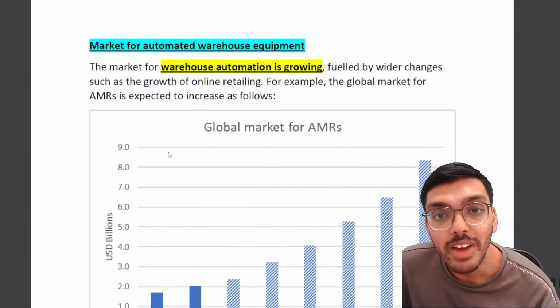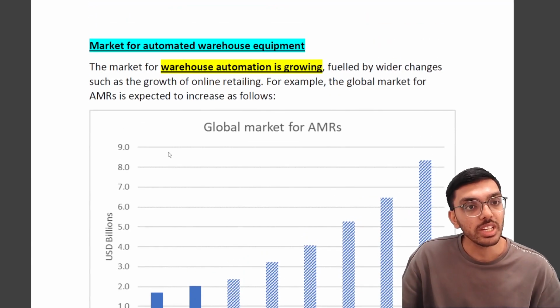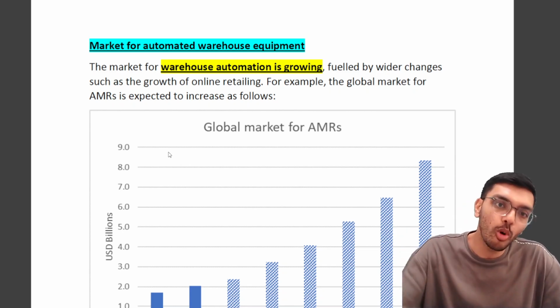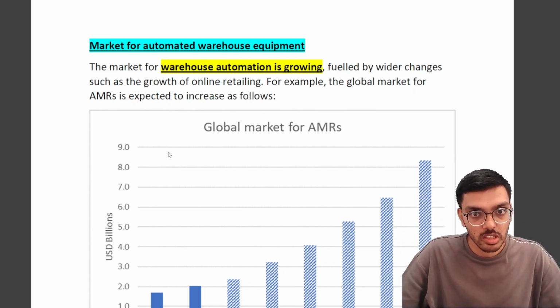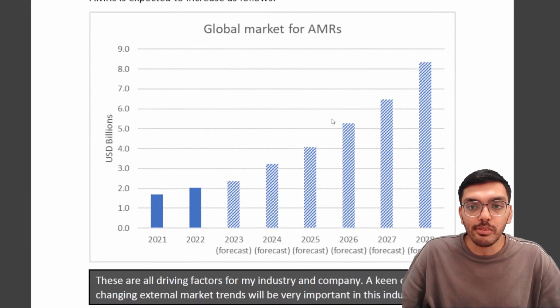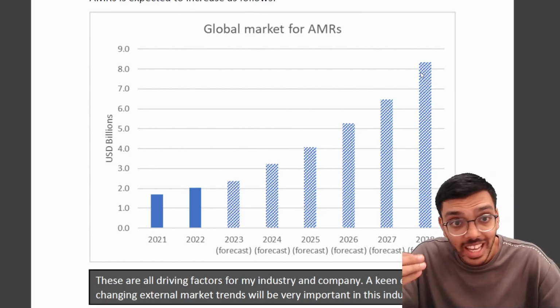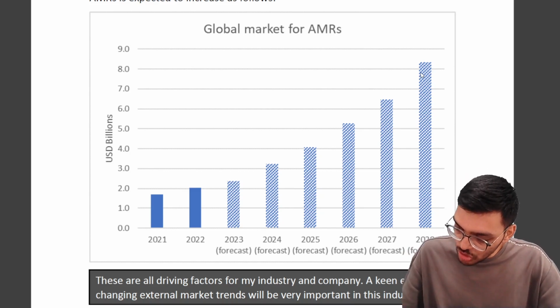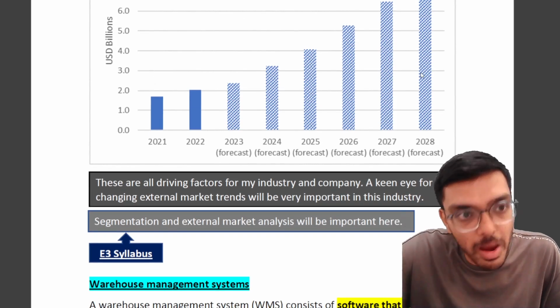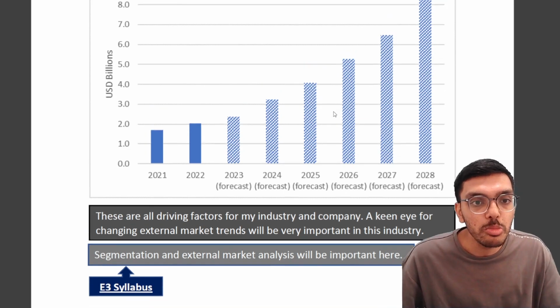Market for automated warehouse equipment. Now, interestingly, they have told us that the market for warehouse automation is growing, which we already know from my industry analysis. For example, the global market for AMRs is expected to increase as follows. In 2023, it's projected to cross 2 billion, but by 2028, it's going to grow 4 times to cross 8 billion. Very naturally, it's a large market and a large growth rate. So the AMRs market is the one that needs to be focused upon.